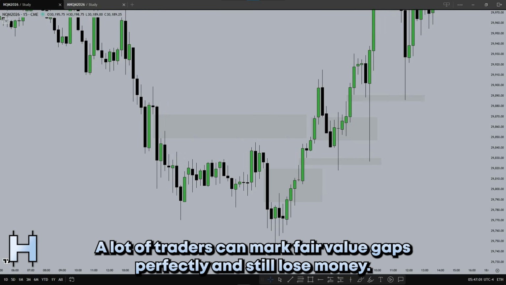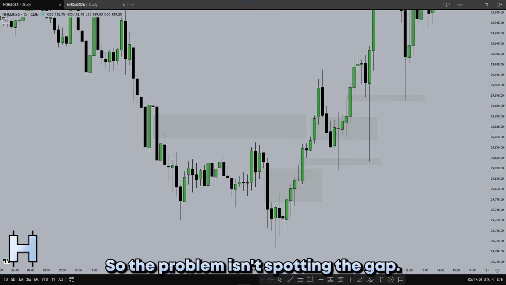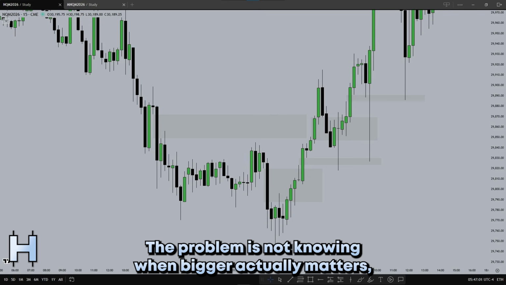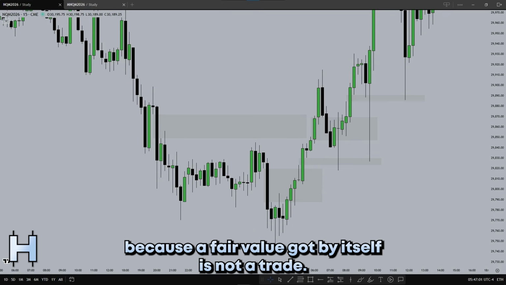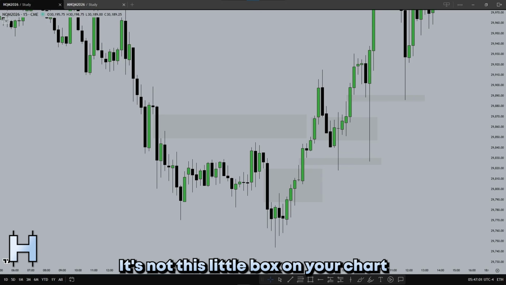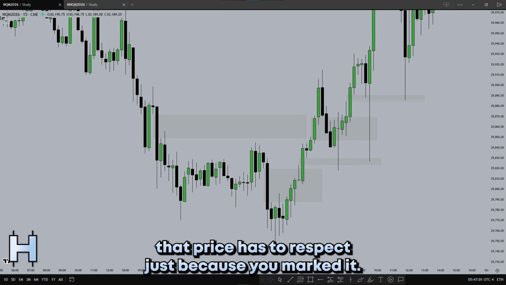A lot of traders can mark fair value gaps perfectly and still lose money. So the problem isn't spotting the gap, the problem is not knowing when the gap actually matters. Because a fair value gap by itself is not a trade, it's not magic. It's not this little box on your chart that price has to respect just because you marked it.